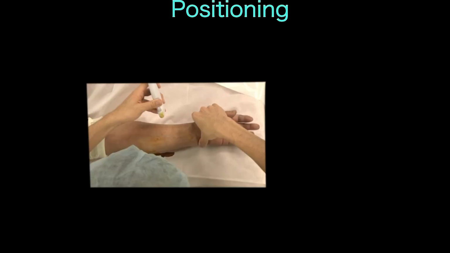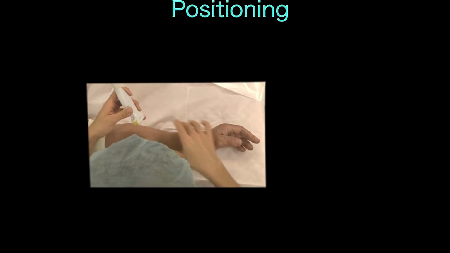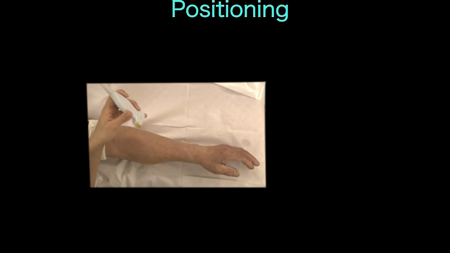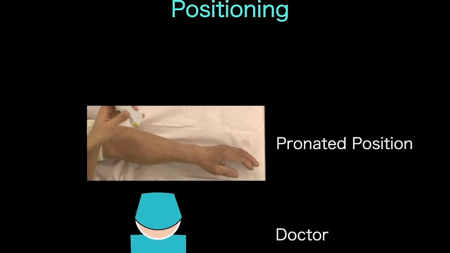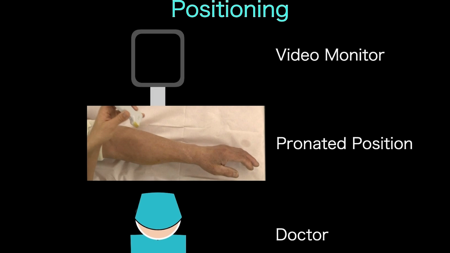Positioning. The arm should be abducted and placed in a pronated position. The doctor sits on the lower side of the patient. Position the ultrasound video monitor on the upper side of the arm. The needle will be inserted in this direction.